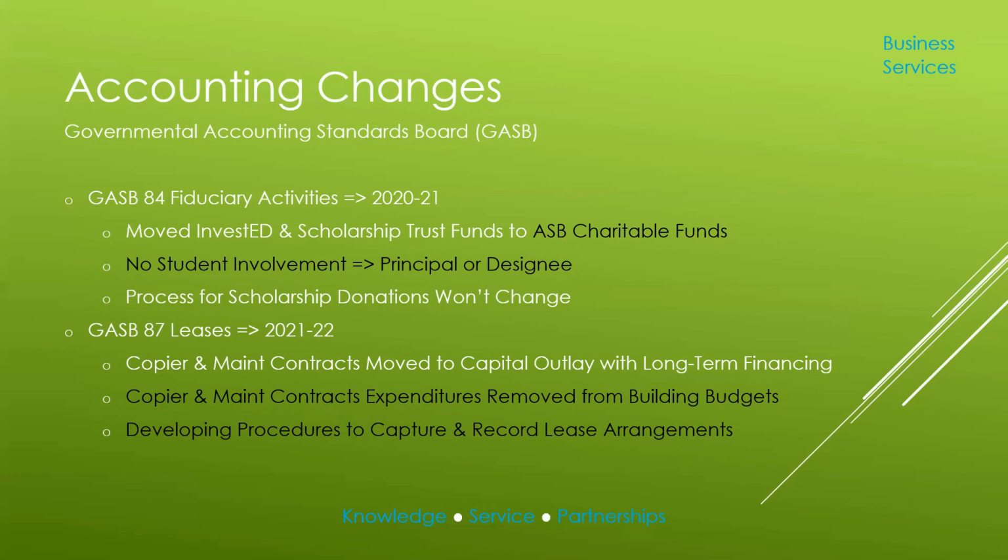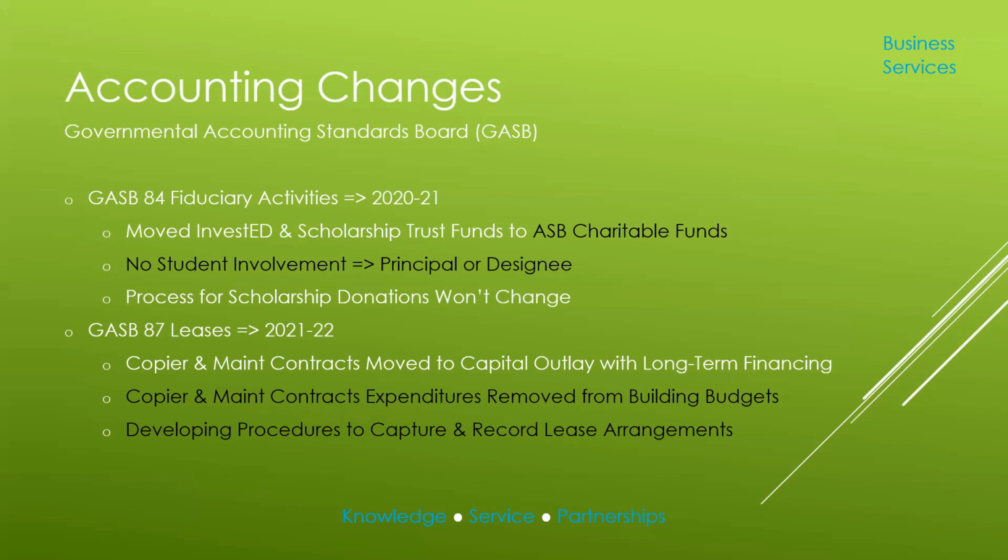In addition, we don't have any student involvement with these funds. It's the principal or principal's designee that's responsible for the budget and the expenditures. However, the process for the scholarship donations won't change, so that's a good thing. We also had to implement GASB 87 leases. This is for our 21-22 school year, and copier maintenance contracts had to be moved to capital outlay with long-term financing.